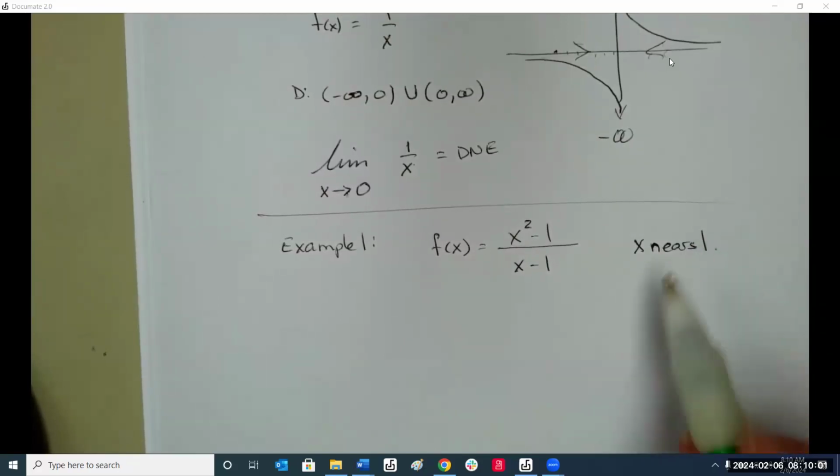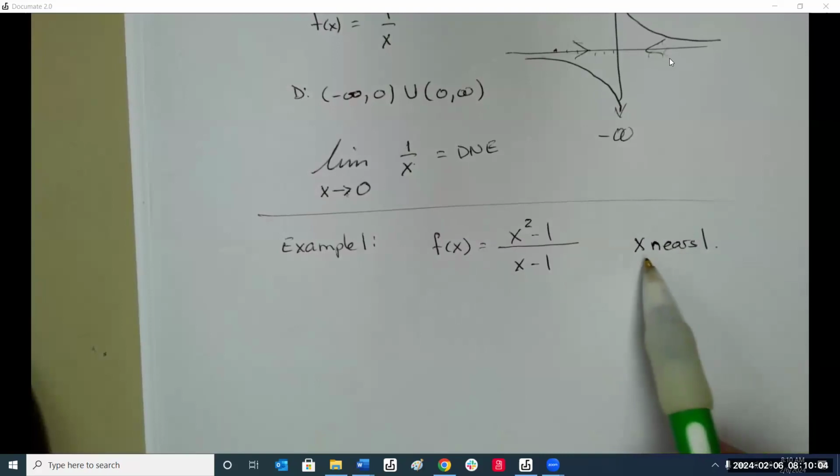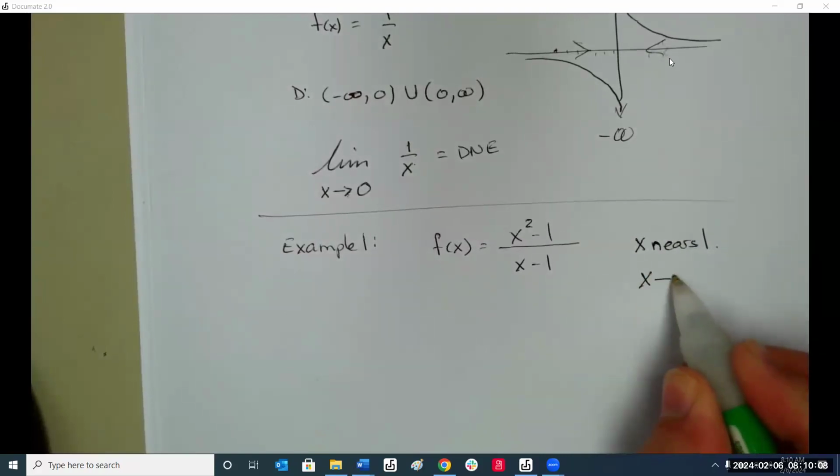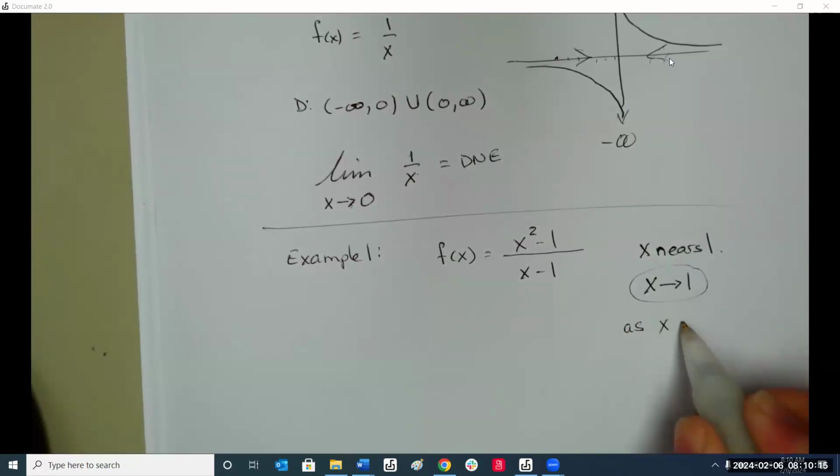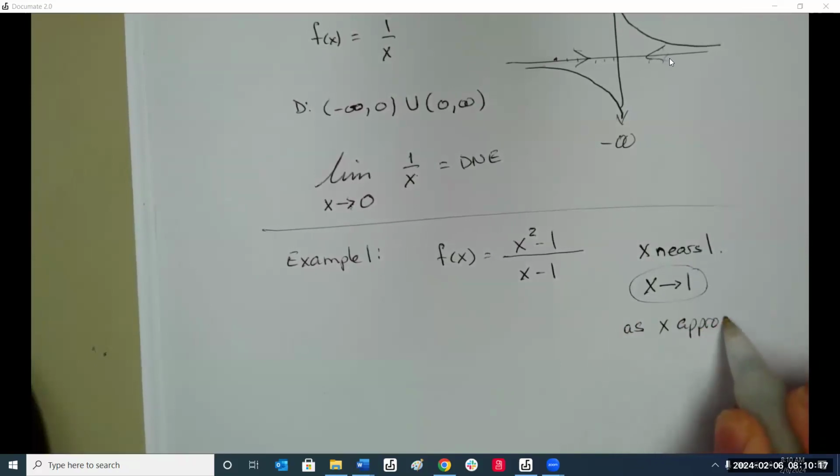This is what it says. It says, what happens to this function as x nears 1? What it's saying is, the way you would read this is as x approaches 1.